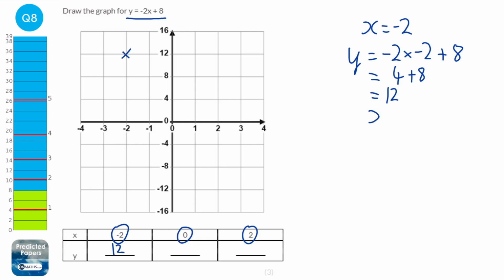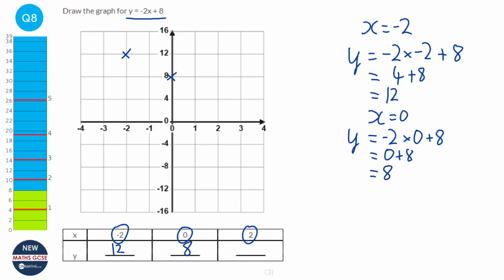Then we're going to put in x equals 0. So it's going to be y equals -2 times 0 plus 8. Anything times 0 is just 0, so it's just going to be 0 plus 8, or just 8. So it's going to be 0, 8 will be our next coordinate.